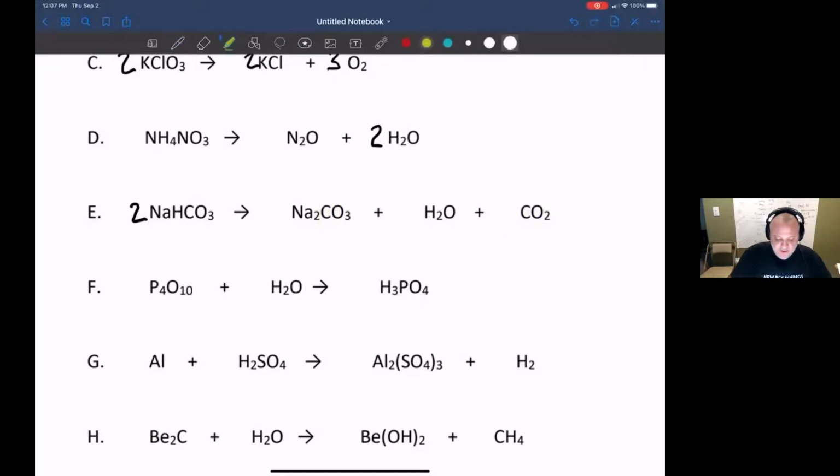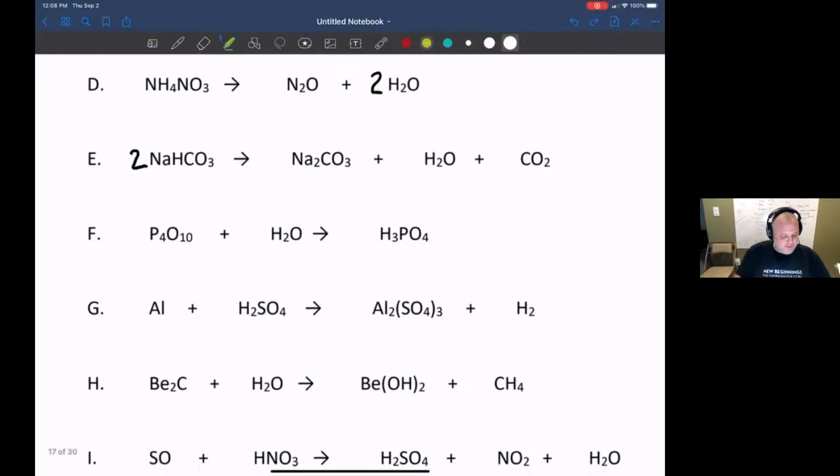So that's okay. I've got 2 hydrogens on the left and 2 hydrogens on the right. So that's fine. I've got 3 times 2, that's 6 oxygens on the left. And I've got 3, 4, 5, 6 oxygens on the right. So it looks like I'm done. What about the next one?